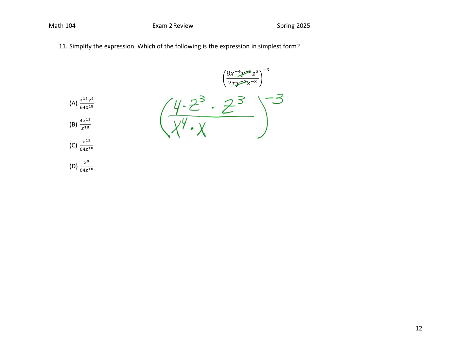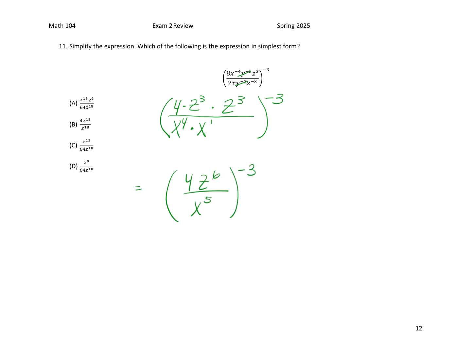All right, so let's simplify. I'm going to multiply z cubed times z cubed to get z to the 6th, and x to the 4th times x to the 1st to get x to the 5th. So this is going to be 4z to the 6th over x to the 5th, all to the negative 3.